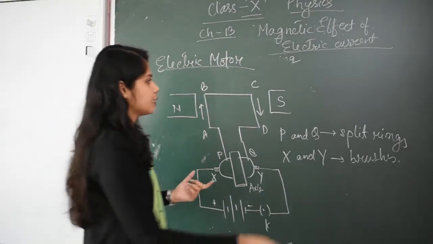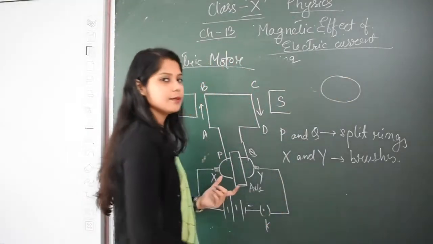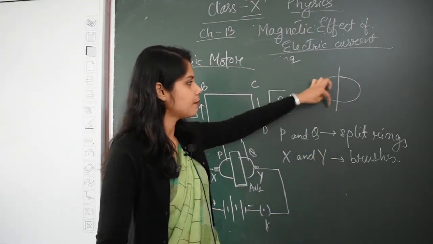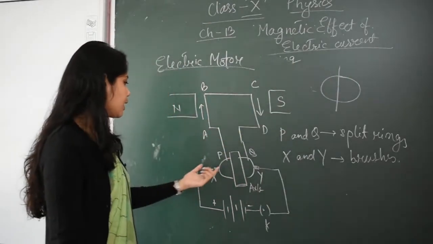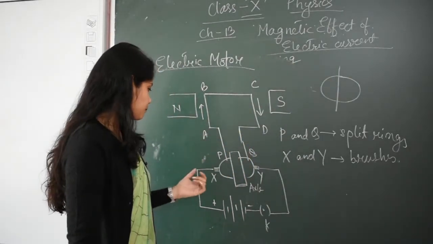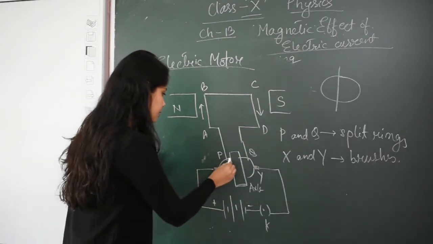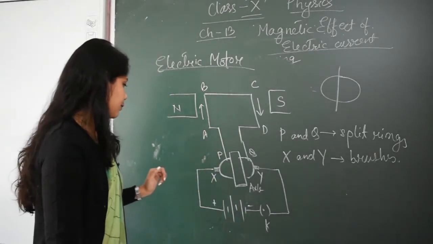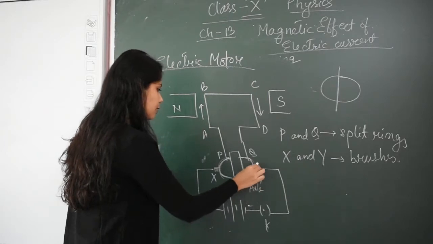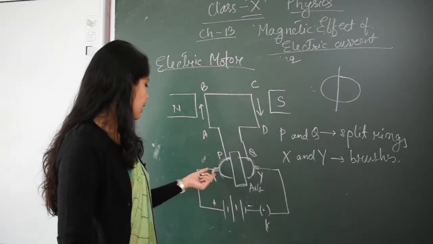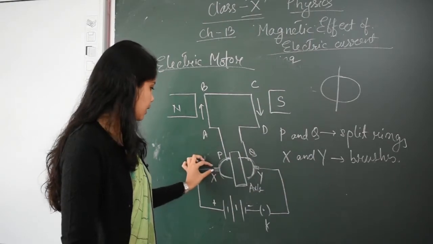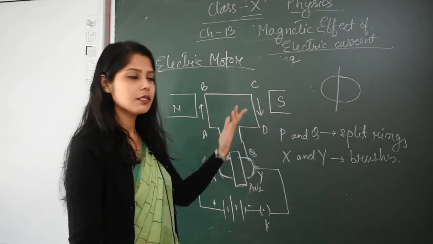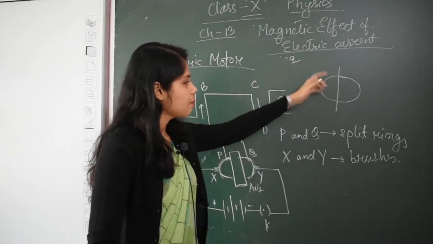Rings means this is one of the rings, and split means it is divided into two equal halves. So P and Q are the two split rings. The inner part of the split ring is insulated, and the outer part of the split ring is conducting, and it is connected to two brushes, X and Y. X and Y are called the brushes, and P and Q I have named as the split rings. And between them, I am making a split.